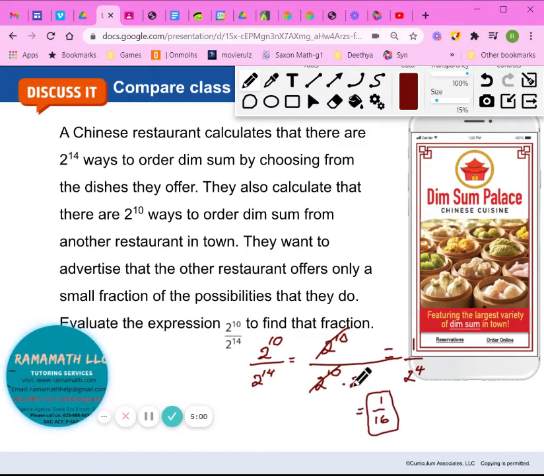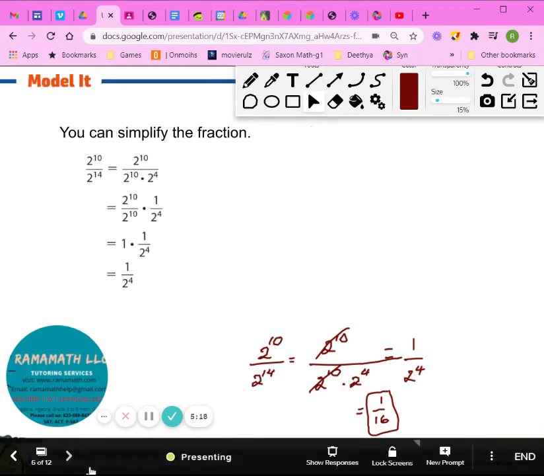Because 2 to the 4 is 2 times 2 times 2 times 2. Also, we learned this one: when you have the same base, we can subtract the exponents. Okay, so we can look at that piece also. Let me go to the next slide so we can understand this concept first.